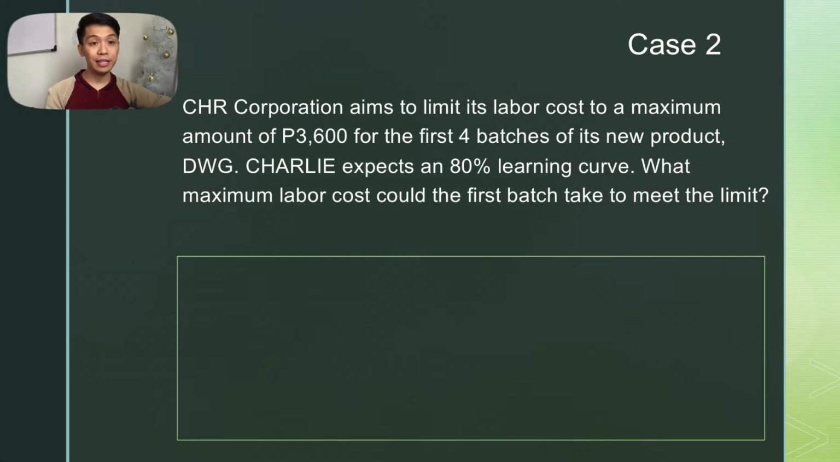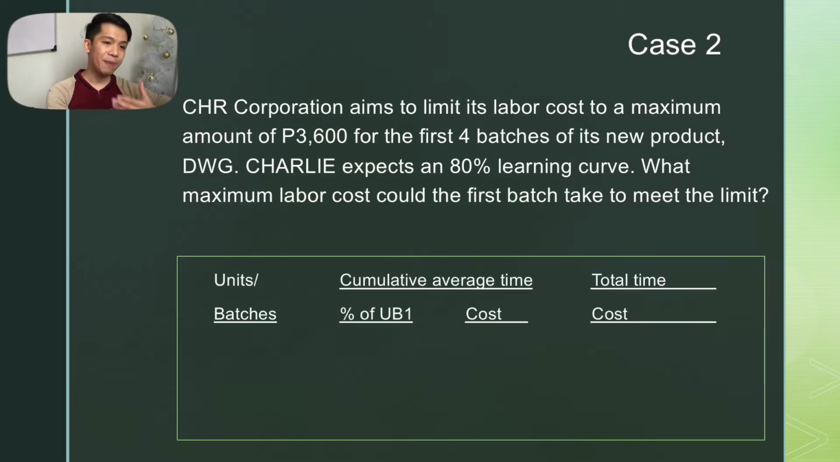Again, this is the application of learning curve. Go back to our table. First column, the units or batches. Then the cumulative average time as a percentage of the first unit. Then the cost. Then finally, the total time in terms of cost. First unit will naturally be 100% of itself. The cost needed to produce the first unit would naturally be 100% of the time spent on itself.